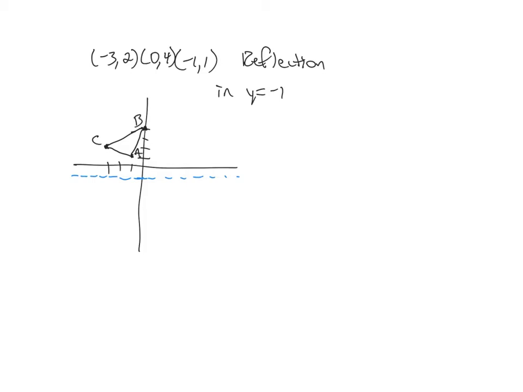A, B, C. So from point A, it's 2 spaces down to the blue line, so I need to go 2 spaces down again. And point B is 1, 2, 3, 4, 5 spaces down to the blue line, so I need to go down 1, 2, 3, 4, 5 spaces there also. And then the C one is 1, 2, 3 spaces above the blue, so I go 1, 2, 3 spaces below.